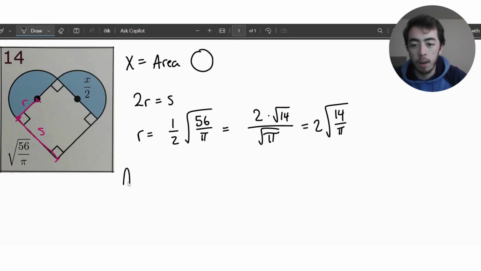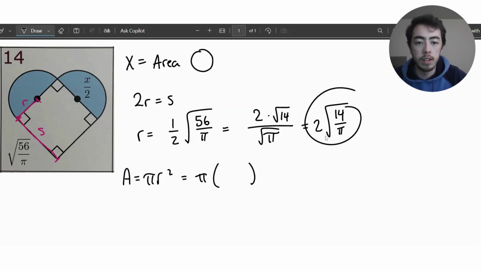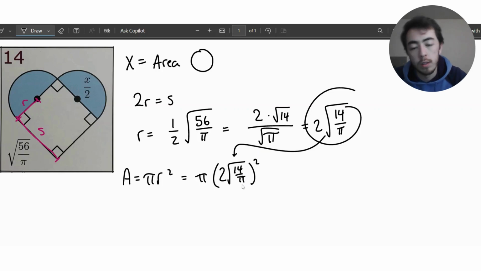Okay, area is pi r squared. So I can just substitute this value in for my radius. I got 2 and then root 14 over pi. Let's see, what should I do next? Well, oh wait, hold on. I'm glad I caught this. My 1/2 just disappeared on me.